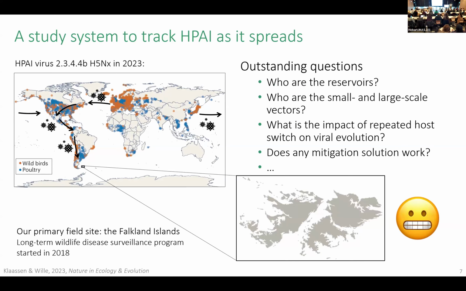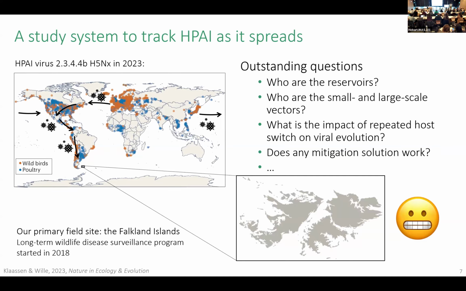So some of the key questions we have are, who are the reservoirs for the virus? So what are the species that are maintaining the virus from, for instance, one year to another? Ralph mentioned that we have a lot of preconceived ideas about answers to those questions. So very often you would hear people say, oh, ducks are reservoirs for bird flu. But is there actually very good, solid data to show that?